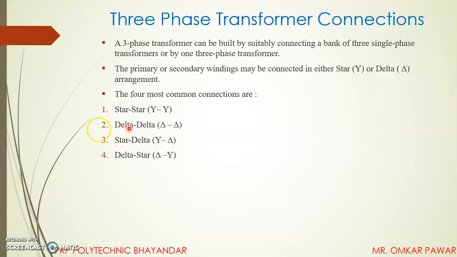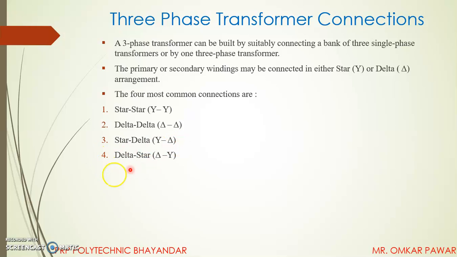Second connection is delta delta. So primary connections are made in delta fashion and secondary also made in delta fashion. Third one is star delta. So first one, that is primary in this star and star delta connection. The star winding means primary is connected in star fashion and secondary is connected in delta fashion.